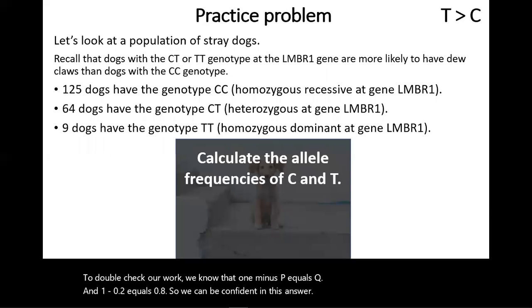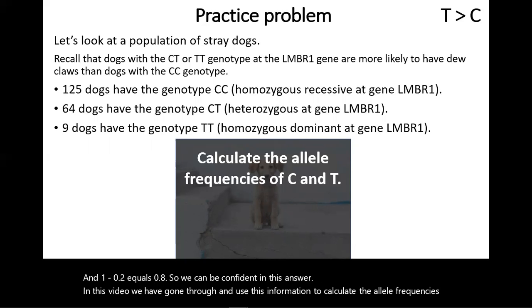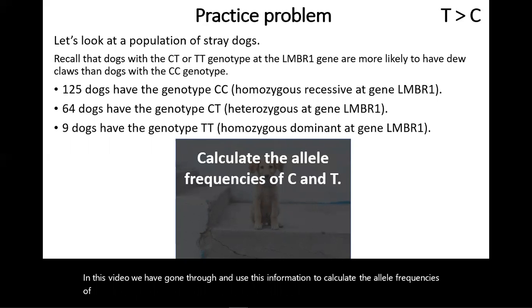In this video, we have gone through and used this information to calculate the allele frequencies of C and T using the genotype frequencies we were already given, using the allele counting method, although others are available.